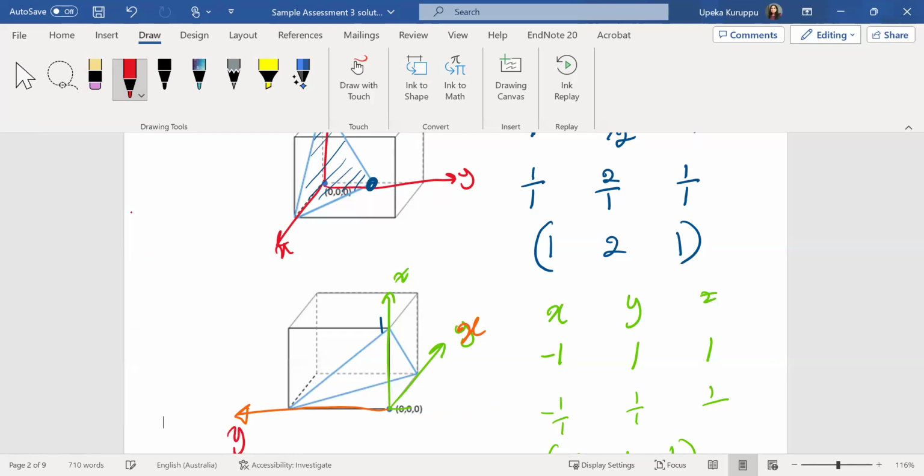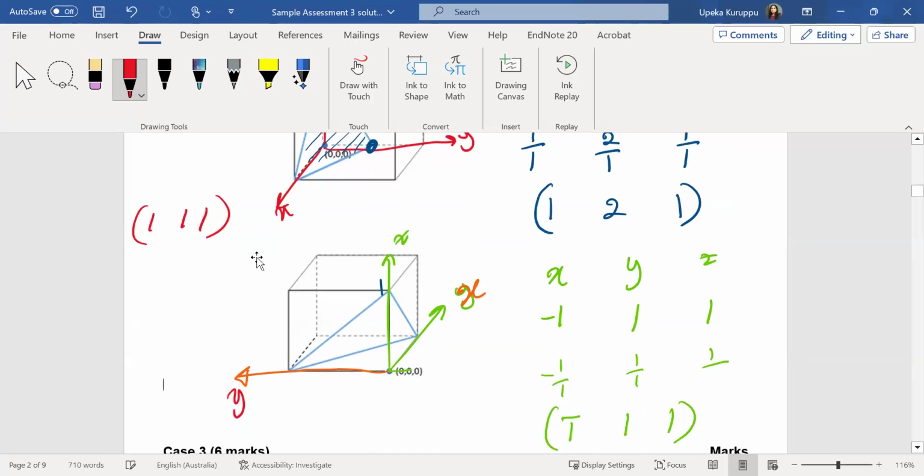If you do like that, you will be having 1, 1, 1. There is nothing wrong in this, it will still be a right answer, depending on how you define your axes. So you need to show your axes in the exam. Any question? In case you have the origin on the plane, what will we do?